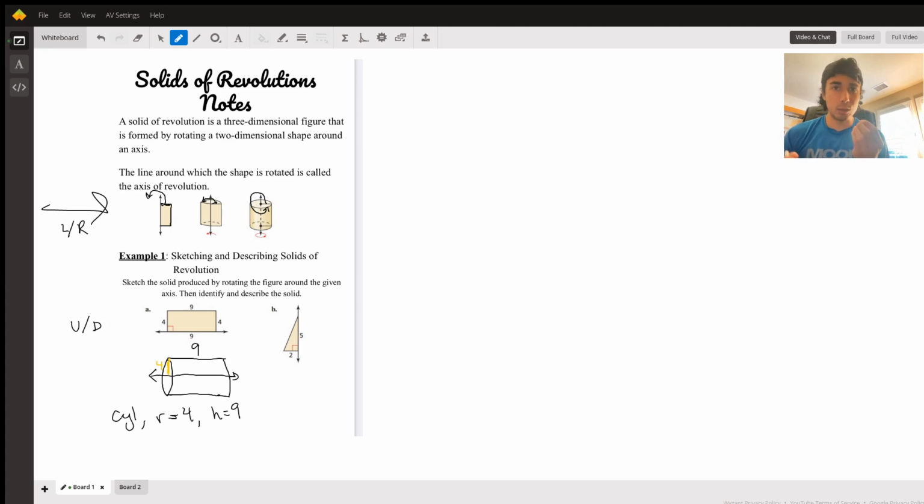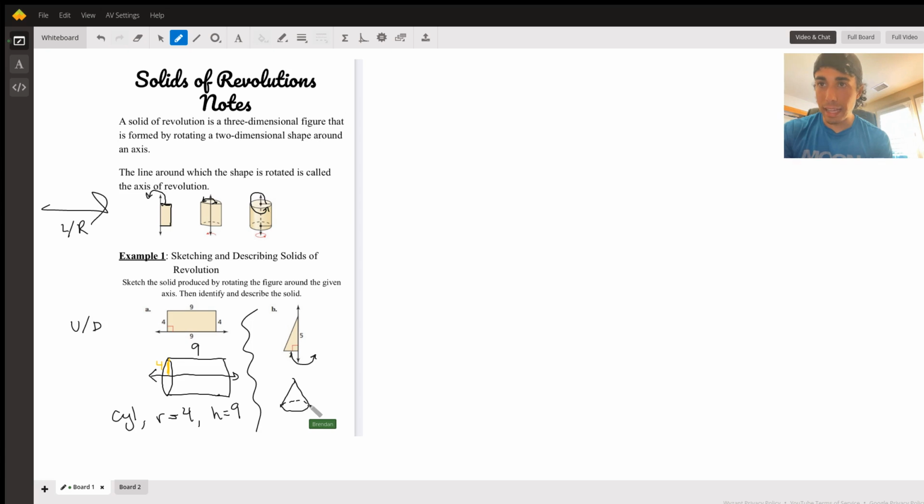The only reason I use height is because when we have the volume formula for a cylinder, it's pi r squared times the height. So I'll just be consistent and call that the height, even though it's laying on its side. All right, for B here, we've got a triangle. Again, you just want to envision this triangle being spun around. If I'm spinning it around this way, it's going to end up making a cone shape, something like this.